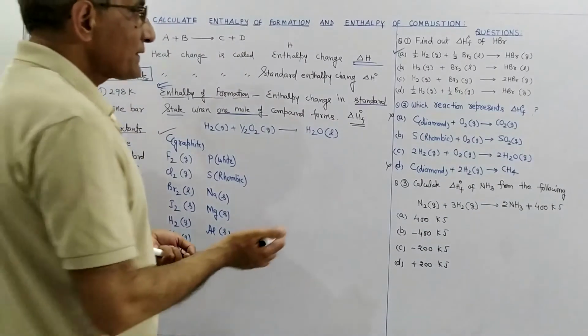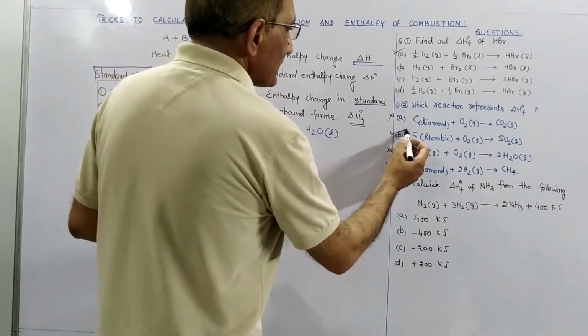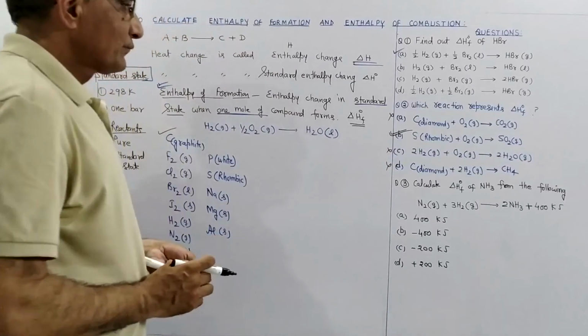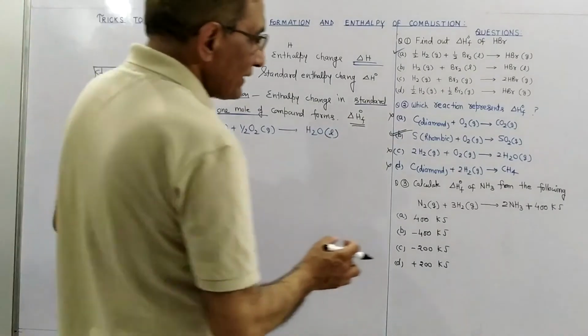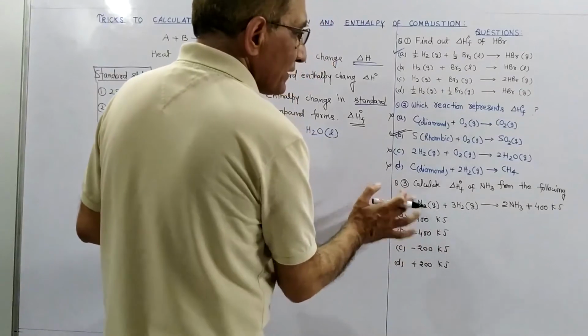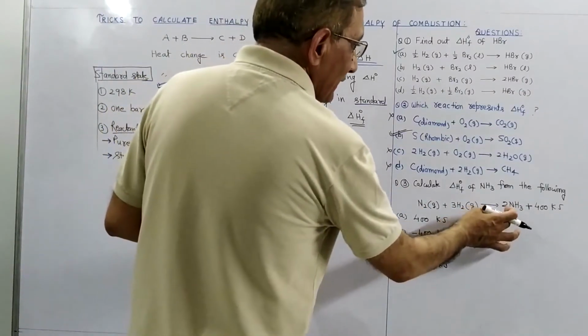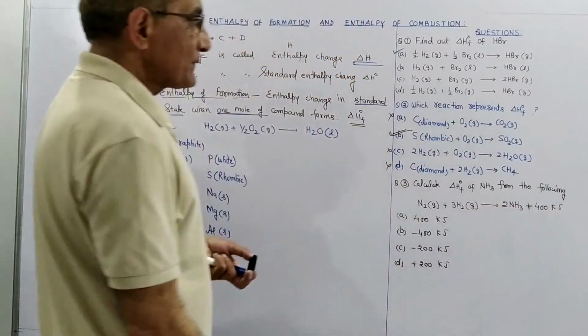So it means this option is also wrong. So our correct answer is this. And students, in the third question, calculate the standard enthalpy of formation of ammonia from the following. When nitrogen and hydrogen react in their standard state, we are getting ammonia plus 400 kilojoule.